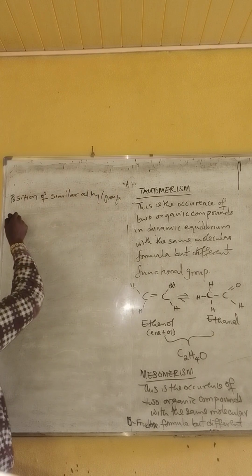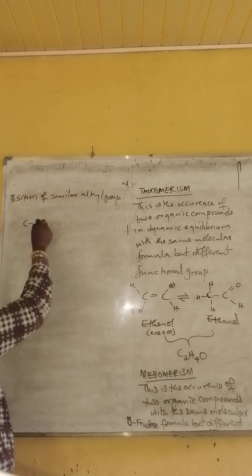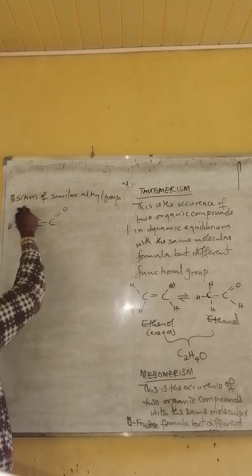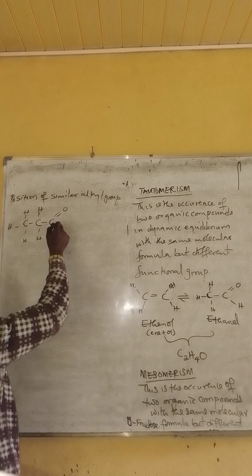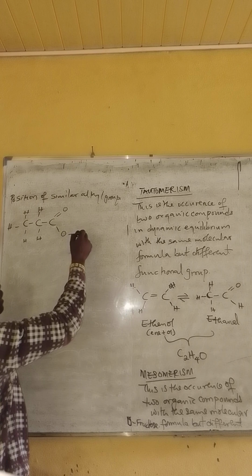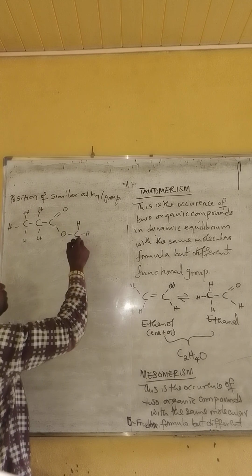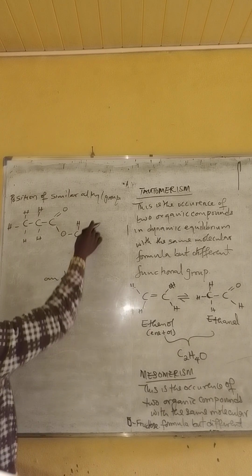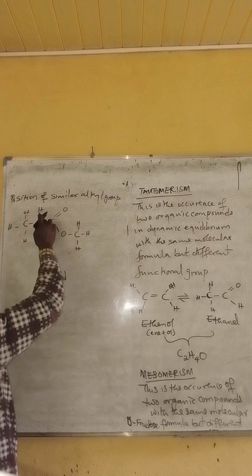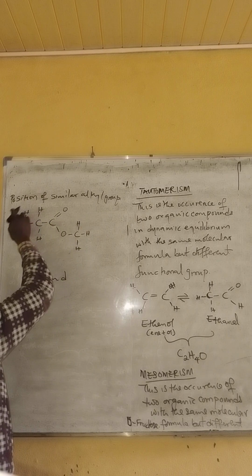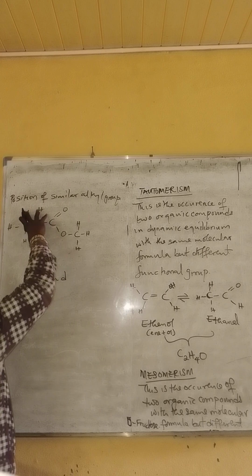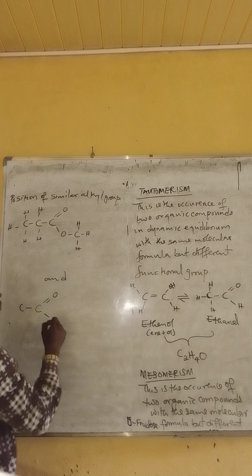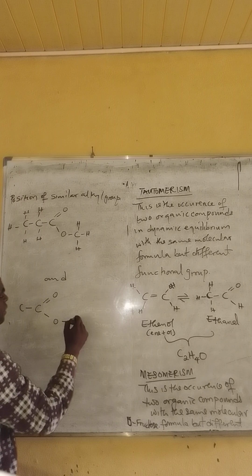In ester, for example, if you have 1, 2, 3, this is ester. Then you have O, I have this. Look at this. And look at this. Here now this is an alkyl group which is methyl. This is another alkyl group which is ethyl, C2H5, 1, 2, 3, 4, 5. So the C2H5 can leave here and come here, and this methyl group can come in. So we can have this.